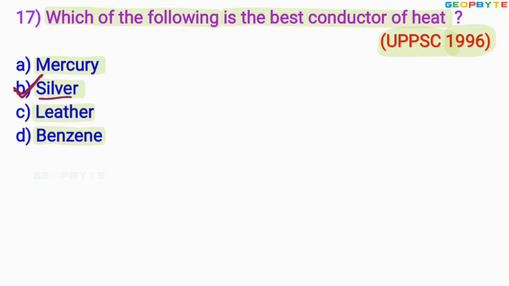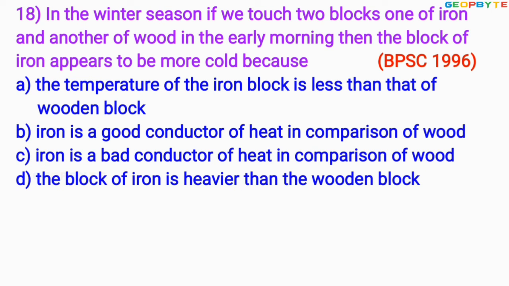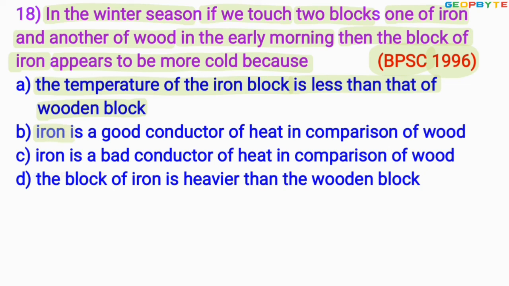Let us move to the 18th question. Look at the 18th one. Asked in 1996 for BPSC exam. In the winter season, if we touch two blocks, one of iron and another of wood, in the early morning, then the block of iron appears to be more cold because option A, the temperature of the iron block is less than that of wooden block. Option B, iron is good conductor of heat in comparison of wood. Option C, iron is bad conductor of heat in comparison of wood. Option D, the block of iron is heavier than the wooden block.